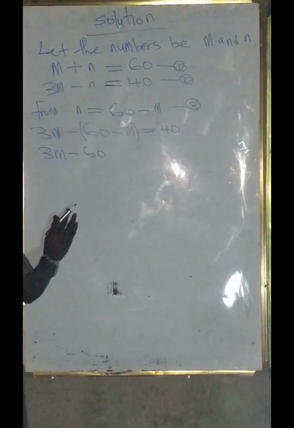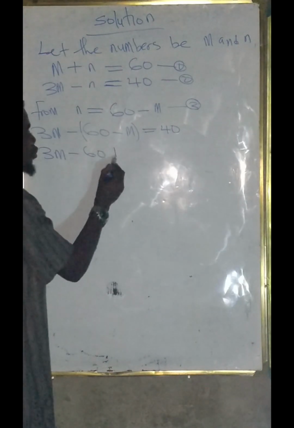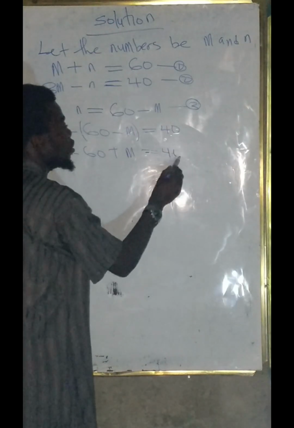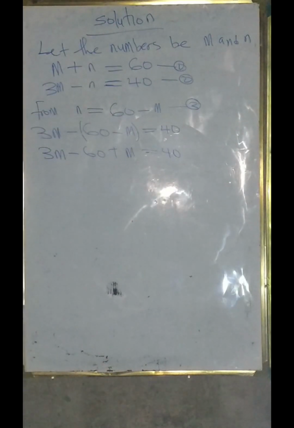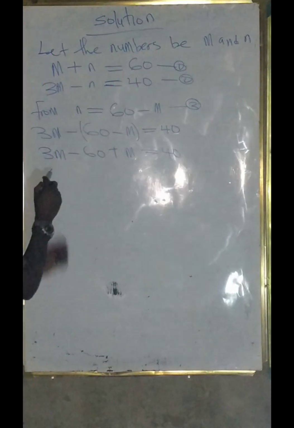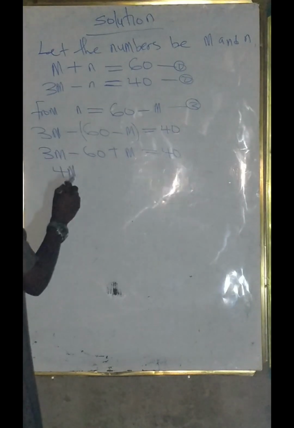Minus 60, right? Yes, sir. And minus times minus gives you plus. Plus m, we have 40. Are we okay? Yes, sir. Good. Now, let's collect like terms. You have 3m here and then you have m. What is that now? You get 4m.